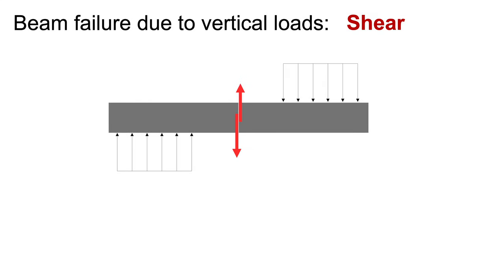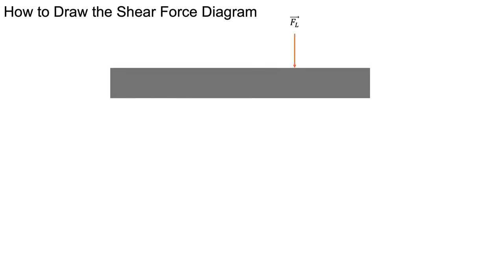In order to design a beam that can withstand the shear of these vertical loads, we need to draw the shear force diagram. This diagram will allow us to identify at which location we get the maximum shear, so we can then choose the beam dimensions accordingly. Here we have an example of a load on a beam.